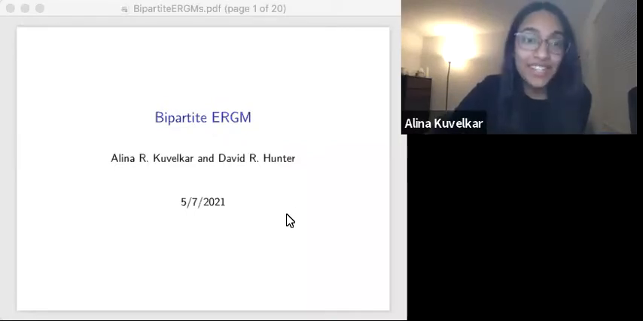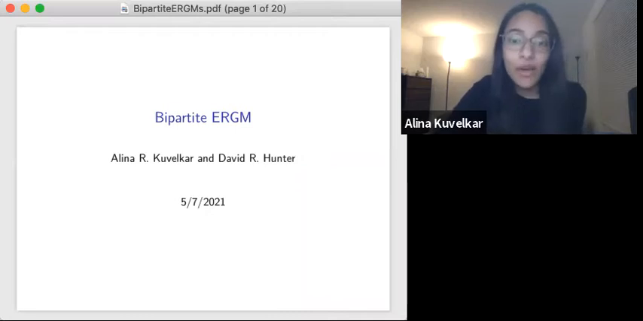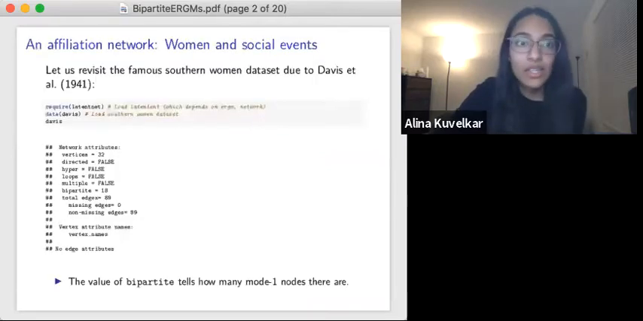Hi all, so this presentation focuses on bipartite networks and how they can be modeled using ERGMs. As Jim mentioned, bipartite networks, or two-mode networks, are networks in which there is some partition of the nodes into classes where connections can only be made between classes and not within classes. A common example of a bipartite network is the Southern Women data set that Jim alluded to, which contains information on events that women in a Southern town attend.